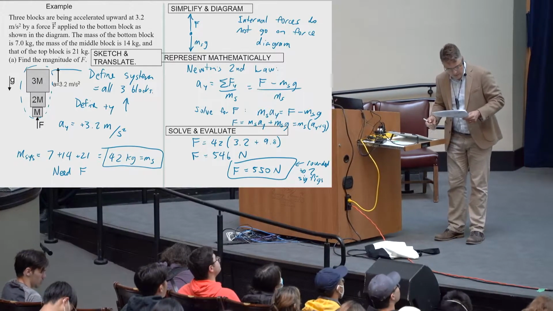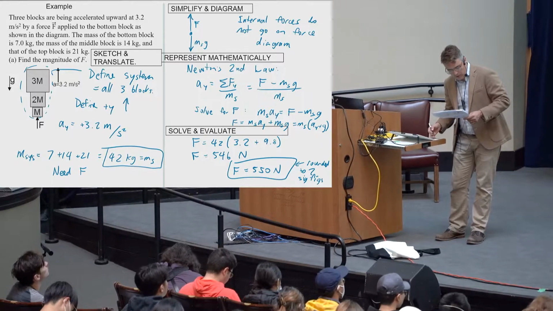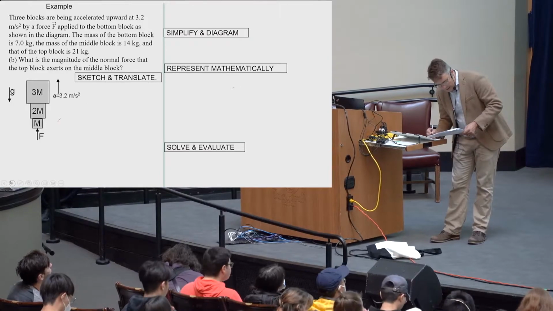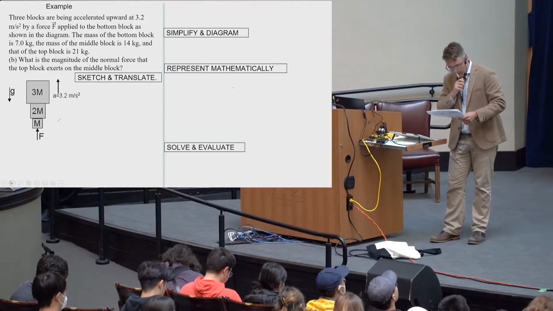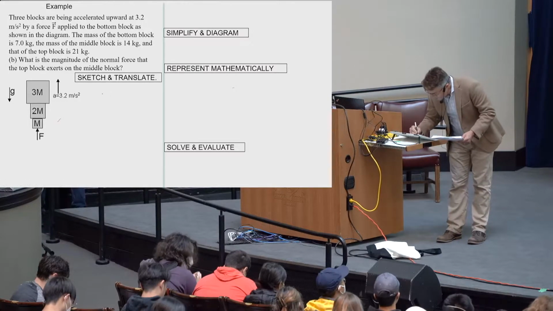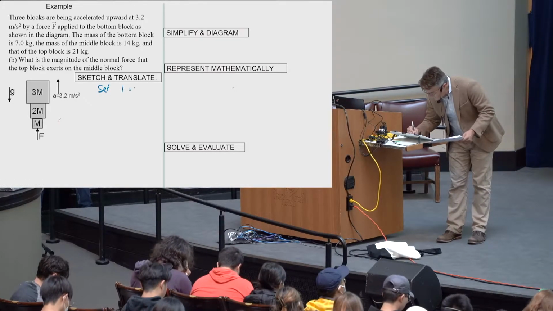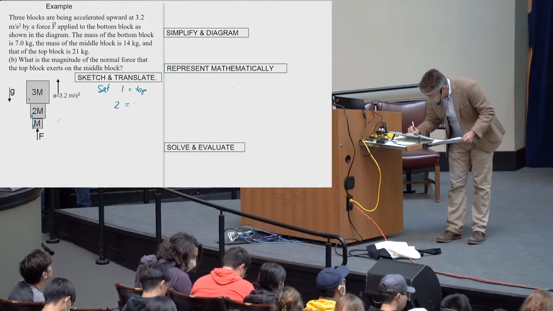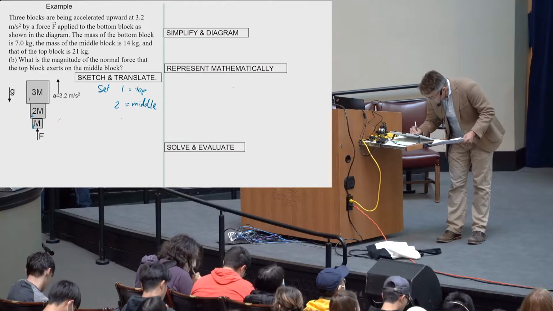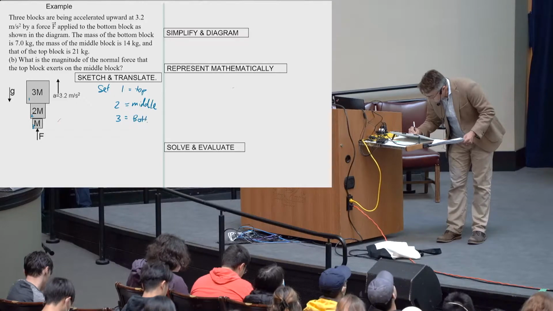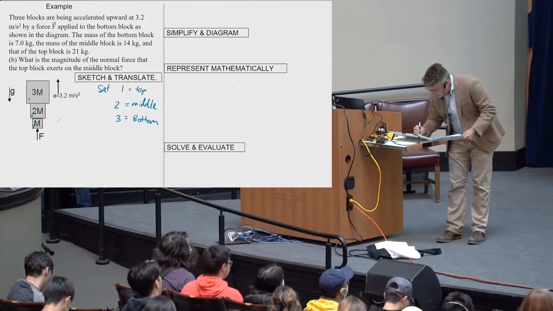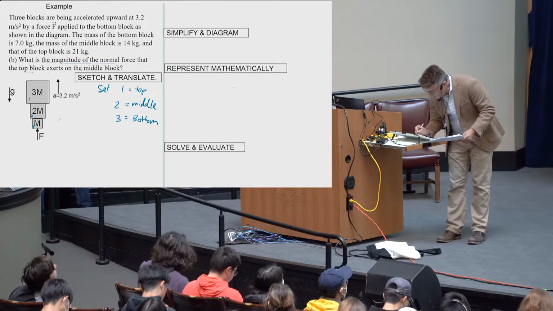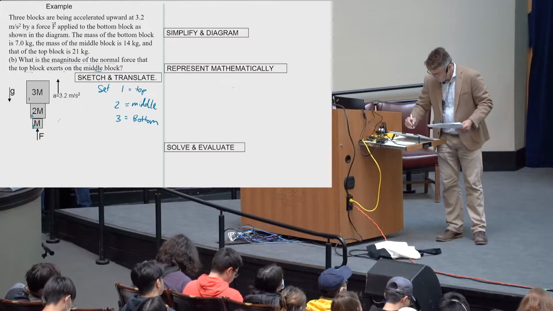If part B was saying what is the magnitude of the normal force that the top block exerts on the middle block, I'm just going to sort of go to that. What we're going to do here, let's actually set 1 is the top. Let's just label them 1, 2, and 3. You can do this any way you want. 2 is middle, and 3 is bottom. I want to keep track of all these things. You are asked for the magnitude of the normal force that the top block exerts on the middle block. So that's 1 on 2.